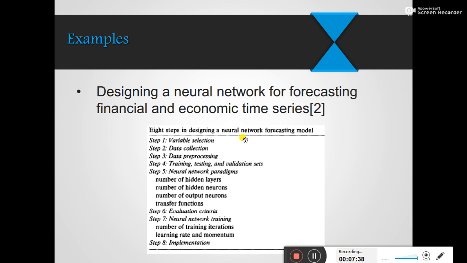And then in the 7th step, neural network training will be done. The number of training iterations, learning rate and momentum need to be confirmed. And then in the 8th step, that is implementation or testing of the training algorithm.